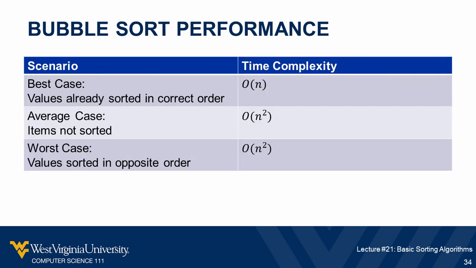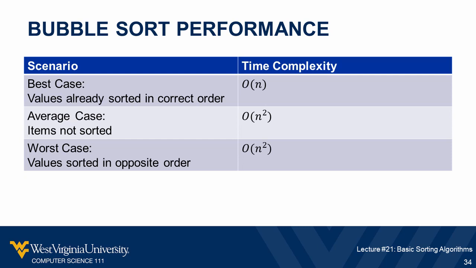Looking at the time complexity of bubble sort, we see that its best case is actually big O of n. And that's a little bit deceptive in terms of what sort of performance we can really expect from bubble sort. For our best case, keep in mind that the values are already sorted in the correct order, so all we have to do is make a pass to figure out that we don't need to move things around.